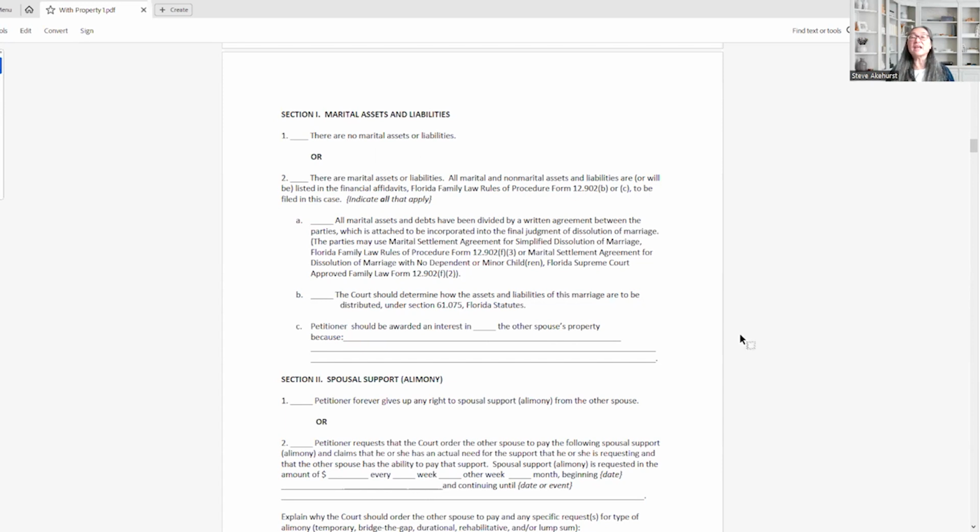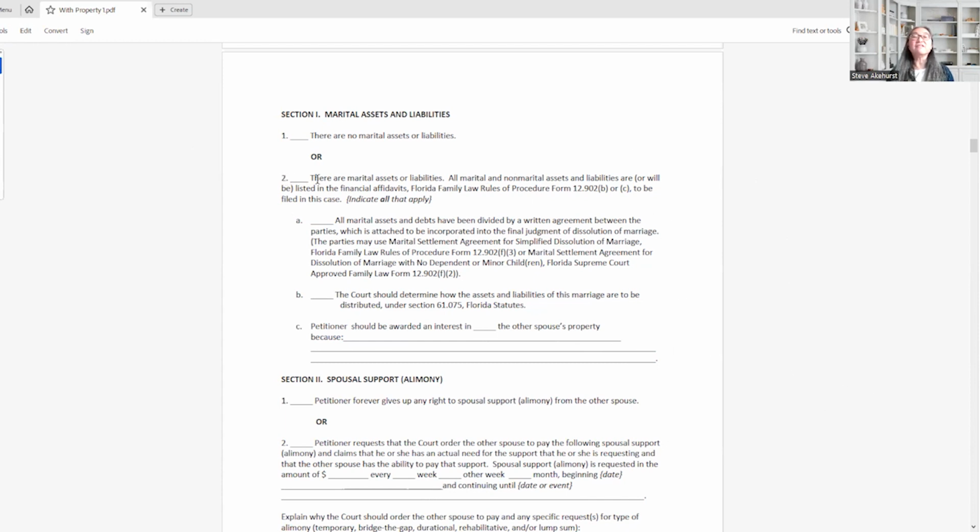So this section is saying how you want to resolve those assets and liabilities. 1 is saying there are no assets and liabilities. What that means is you're not wanting to divide anything. There's nothing to divide, so there's nothing to consider. So you check 1. Again, this is only if you don't want to divide anything. You have yours, he has his, and everything's fine, and you just want the divorce. Then you'll check 1. If that's the case, you might want to do simplified dissolution. It's up to you, but that's another option.